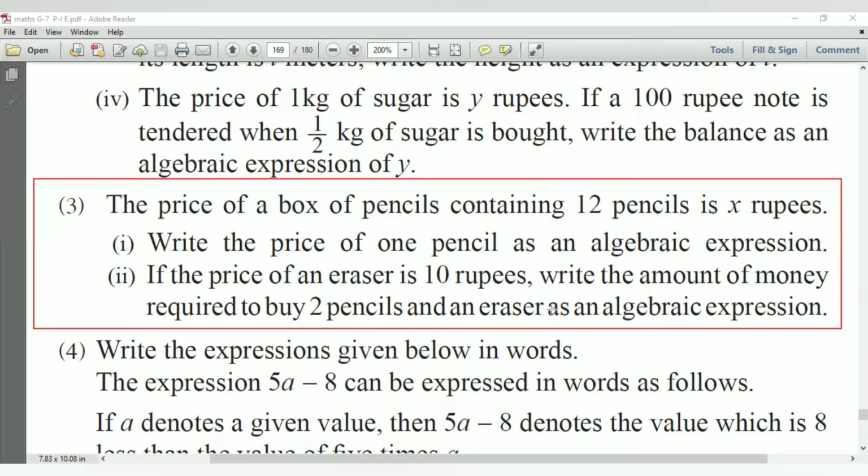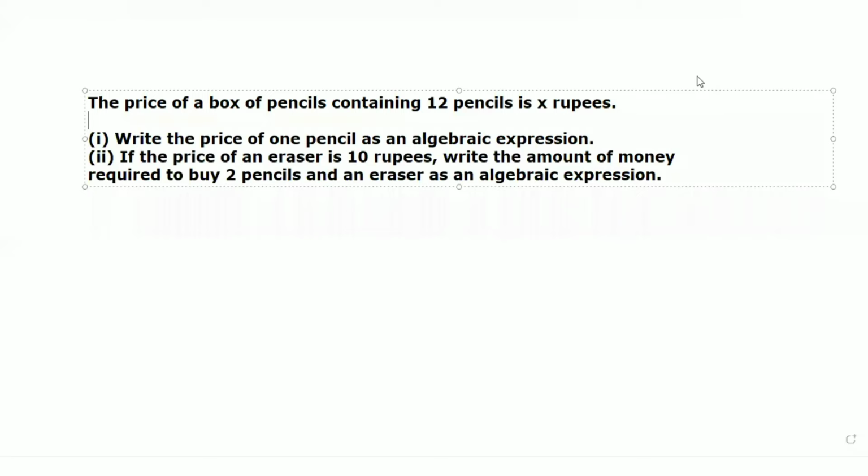Now you have to find, you found the price of one pencil in the first question. Next, you need to create an algebraic expression for buying two pencils and an eraser. We'll take a few minutes to try out this question and see how to do it. So our question has a pencil box of 12 in it, each box X rupees. The first question they are asking is, write the price of one pencil as an algebraic expression. So let's see how to do this.